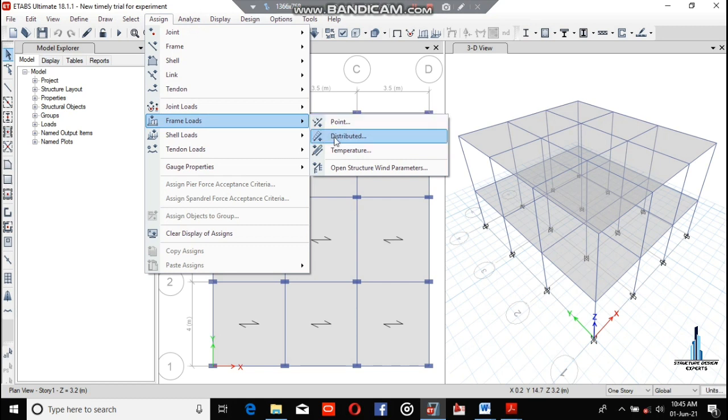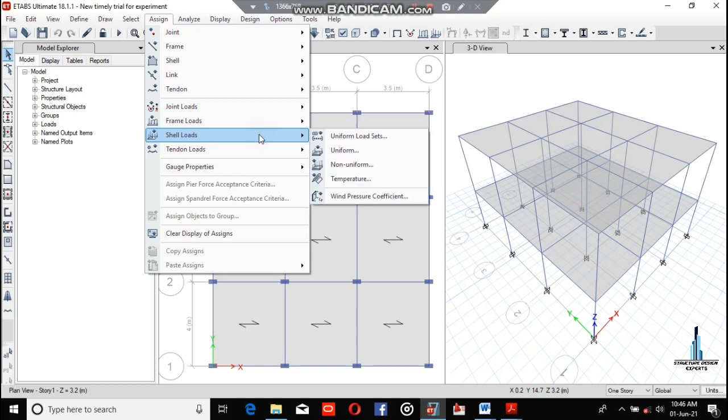Therefore we use this frame load, and the frame load is mostly used in steel structure buildings, in the design of steel structure buildings. So temperature and these are the frame loads. Here, the frame is what we use for steel structures. Now we will discuss the shell load.